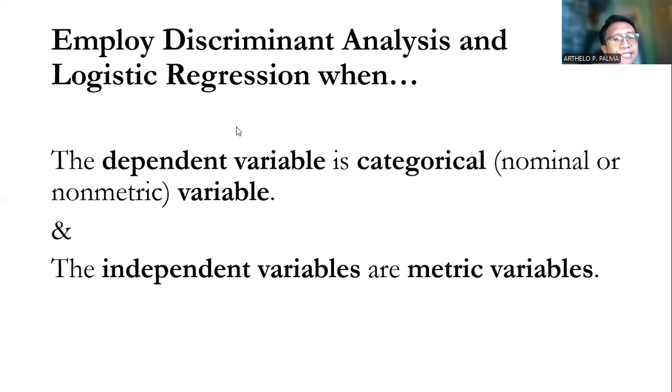So employ discriminant analysis and logistic regression when the dependent variable is categorical or nominal or non-metric in nature, and the independent variables at the same time are metric variables. In this scenario, it's hard for us to use multiple linear regression analysis because the dependent variable is categorical already. So what are these categorical variables?